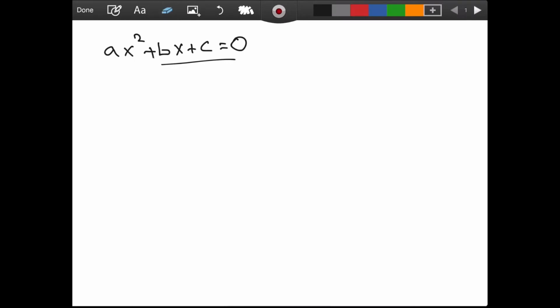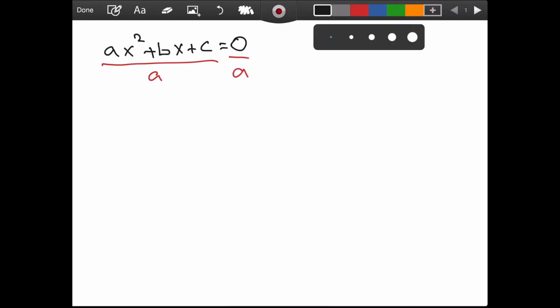Now let me erase this part as well. Okay. A heads up here, you might be saying, hold on, are you sure you can do this? Maybe a is equal to 0. In that case, you can't divide by 0. Well, you are right. But we know that a is not equal to 0. Otherwise, we wouldn't have a quadratic, right?